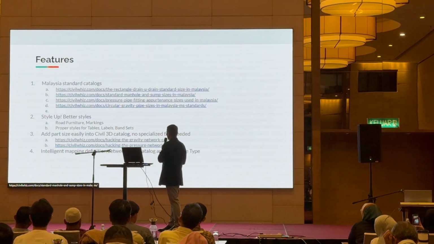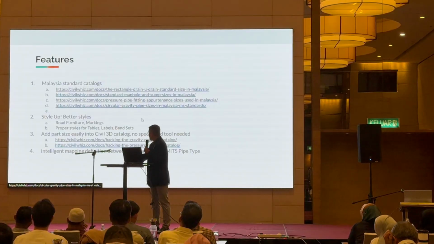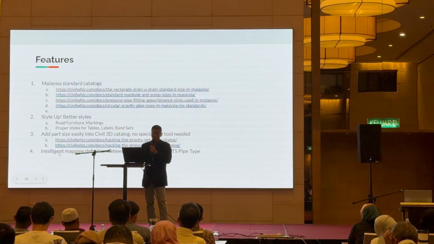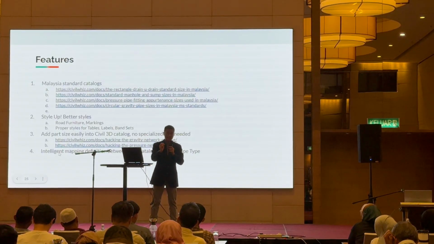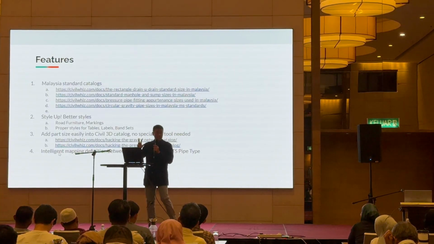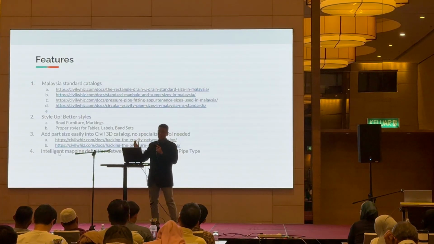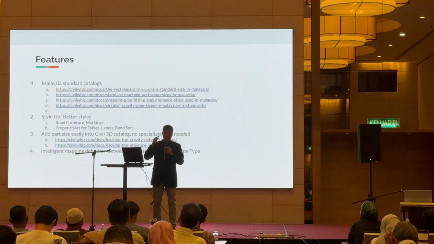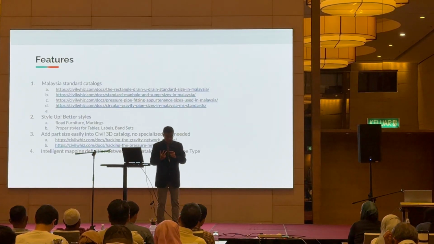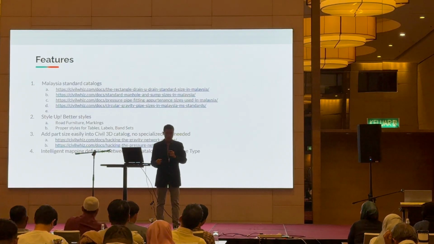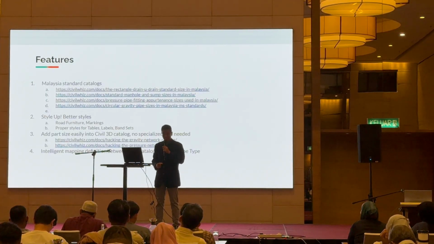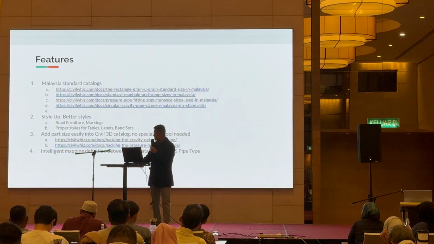Also we have adding pipe sizes easily, as I mentioned, and also the intelligent mapping. You just have to get this one file, then you can auto-magically map between Civil 3D and MiTS pipe types. So it's just seamless. The end goal, like I said over and over again, is to make sure that you do not have to have a lot of Civil 3D knowledge in order to come out with Civil 3D drawings that are presentable, decent, and acceptable.